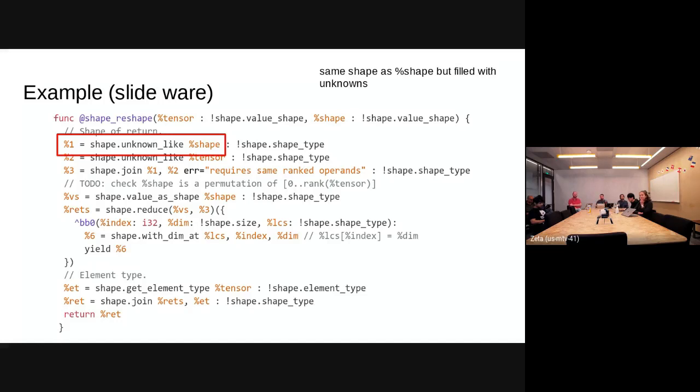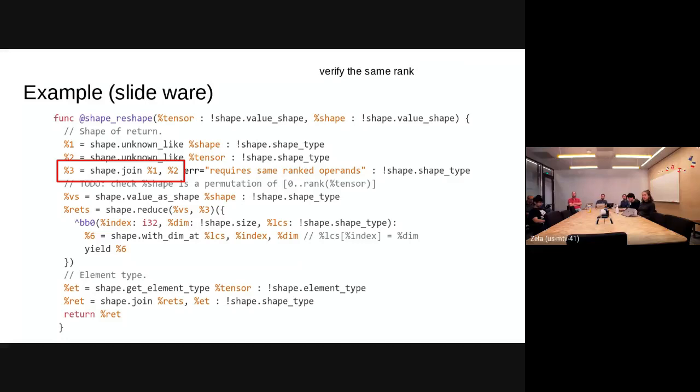So it means that, for example, let's say it is known, then this will give you a ranked tensor, a ranked shape of unknown values. So if shape is 5-dimensional, this is 5 question marks. If shape has nothing known about its shape at all, well, then this is just an unranked shape.